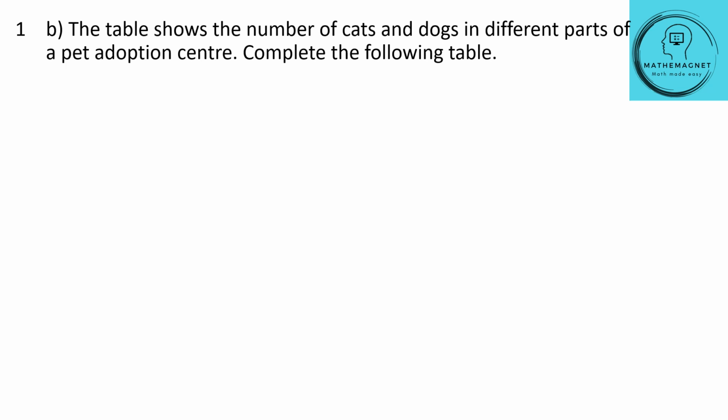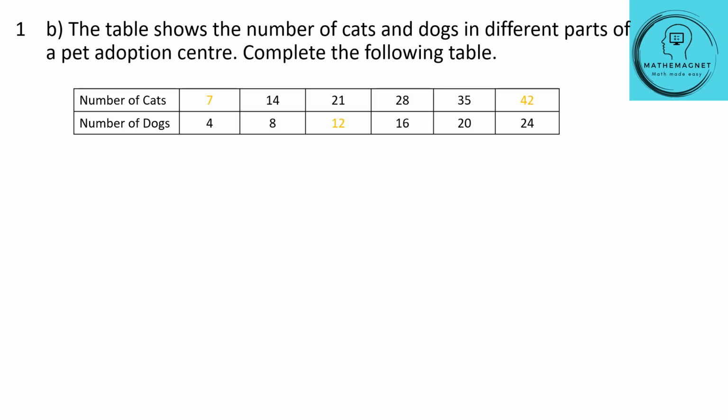Question number 1b. The table shows the number of cats and dogs in different parts of a pet adoption center. Complete the following table. Now over here the missing value can be found by finding out which multiplication table this belongs to. So over here for number of cats we see the second value is 14, third is 21, fourth is 28 and then 35. So obviously this is a 7 multiplication table. So the first unknown value will be 7 and the last will be 42.